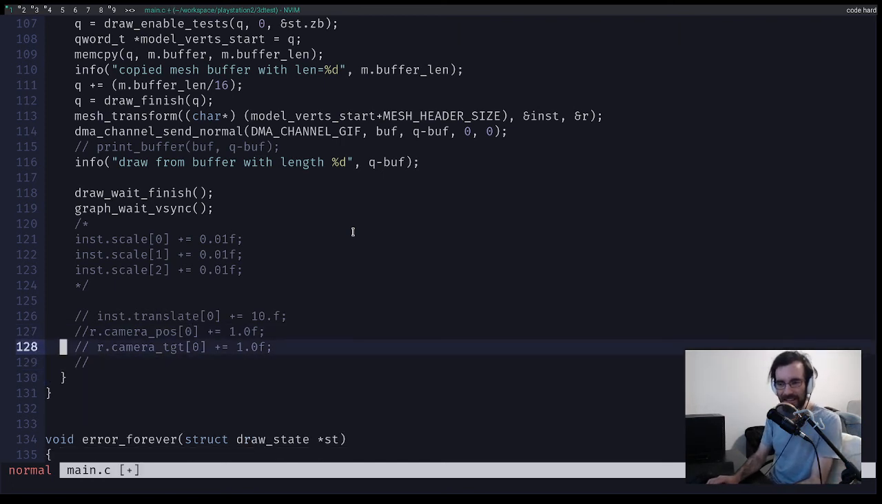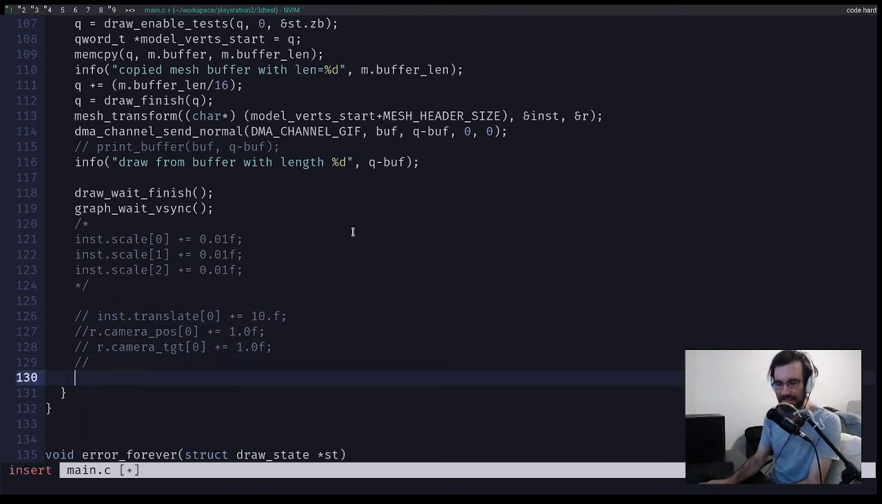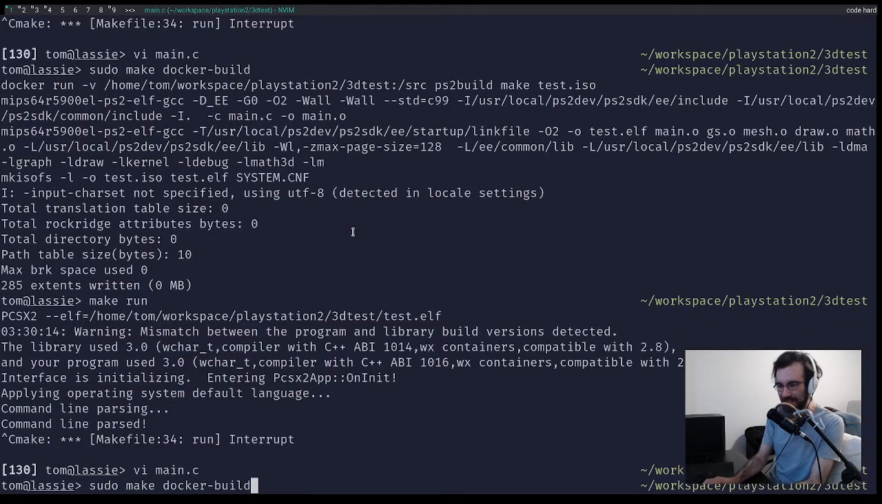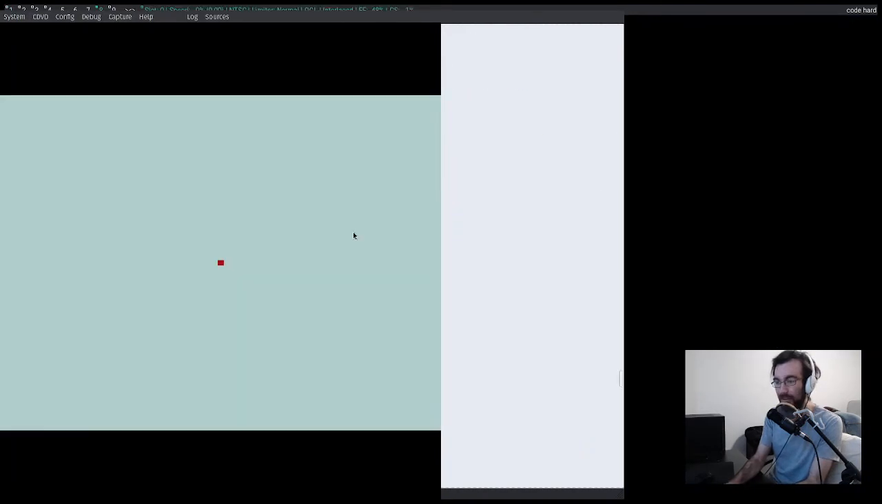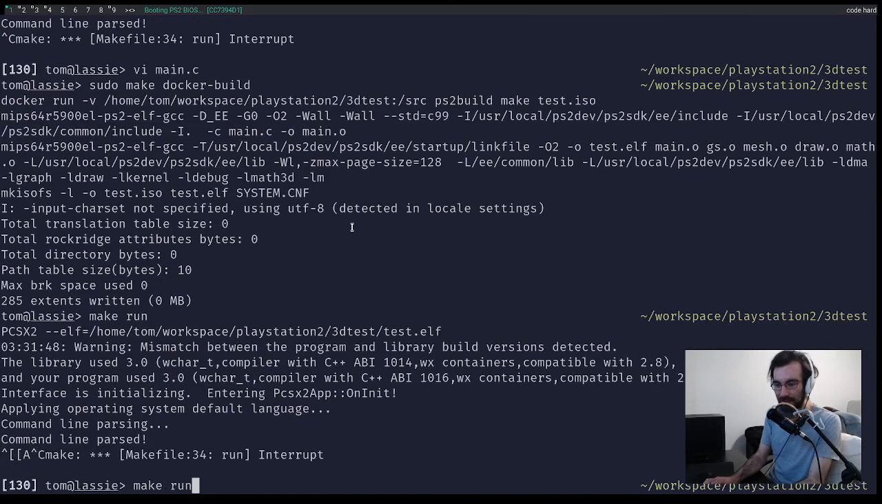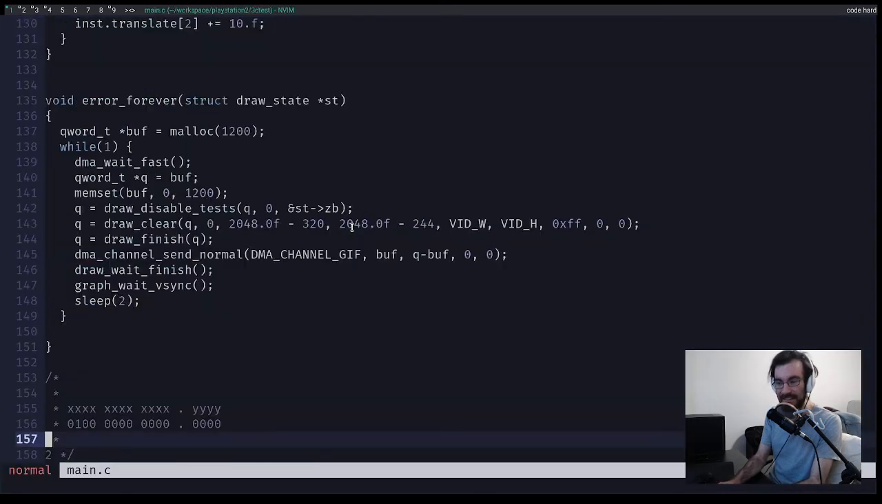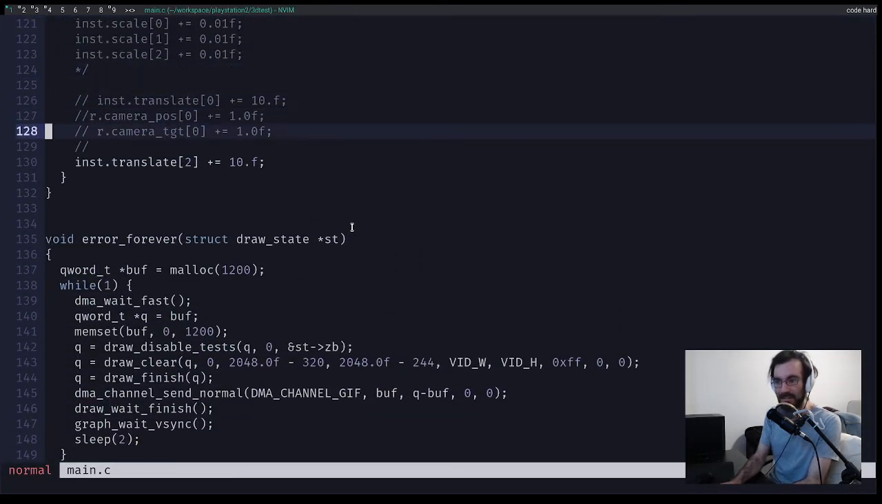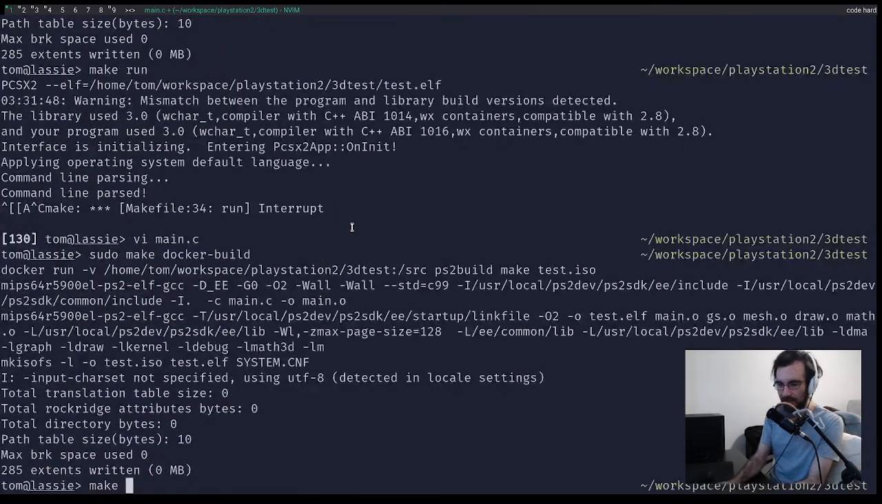I guess the other thing we could try is to say inst translate to, let's move the mesh towards the camera. Let's move it quite quickly and just see what happens. Make run. Okay, so let's do that a little bit slower because that actually worked. It just isn't getting projected properly. So if we go in, let's do this like 5 times slower.